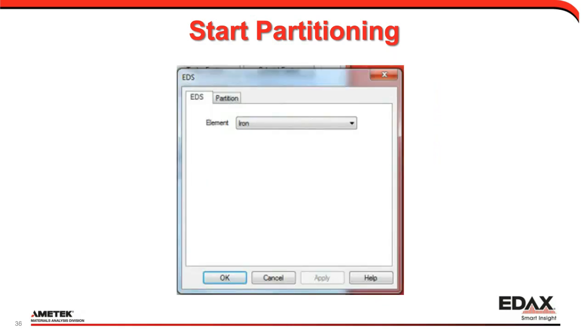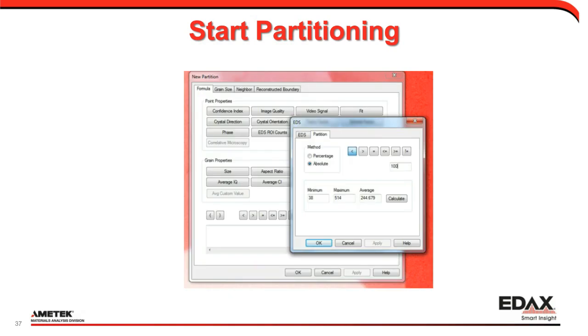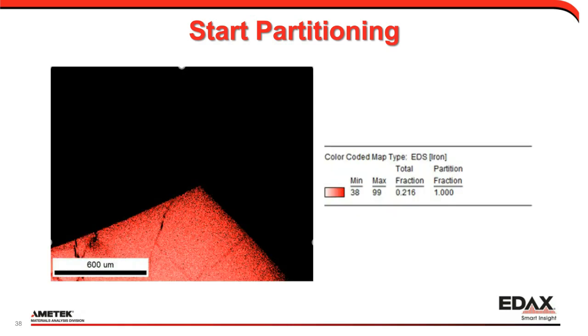In this case, I'm using the iron map. So I click on EDS and then choose iron. And then from that, I have to say the values. In this case, I'm doing less than 100. So you can see less than, I click on that, and I do 100. I add this to the partition and look at the partition itself. And here's what I have. Now I have a data set of just the low iron areas.